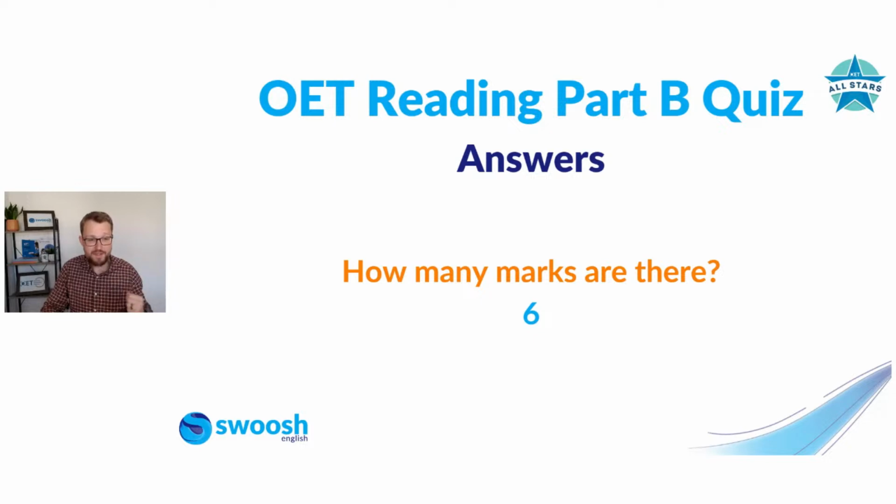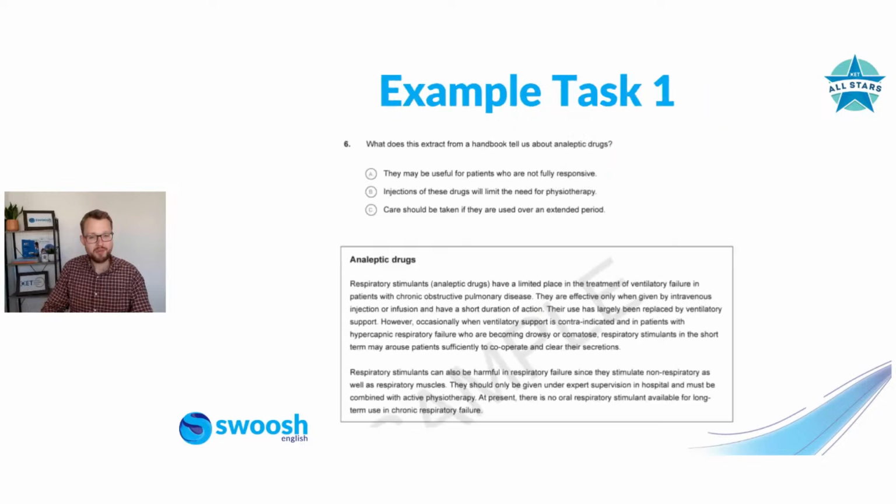Did you get 5 out of 5, 4 out of 5, 3 out of 5, 2 out of 5, 1 out of 5? I think most of you were either getting 4 or 5 out of 5. So well done for testing your OET Reading Part B knowledge and doing really well with it.